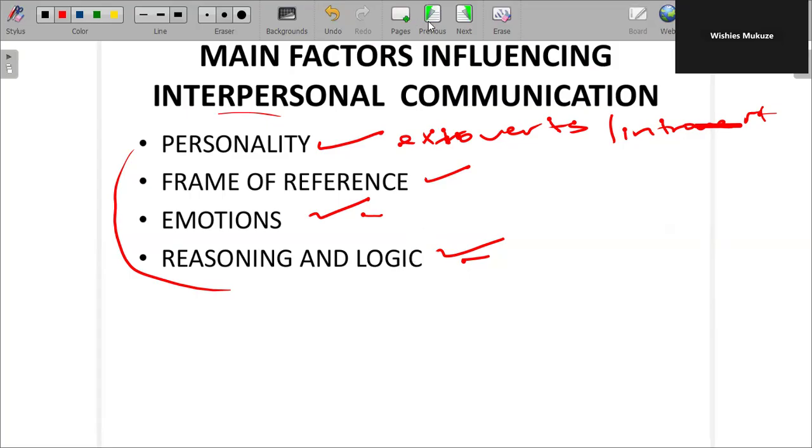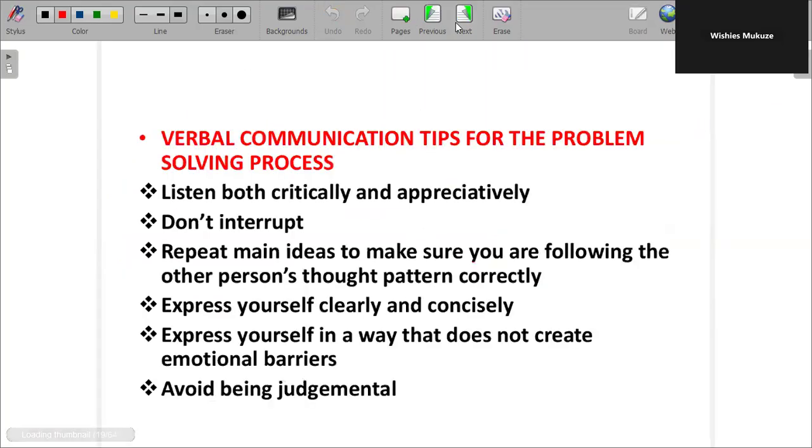So I'm going to move on to verbal communication tips for problem solving, right? Tips when individuals within an organization are solving a problem. There are tips when they're communicating. When employees within the organization are solving a conflict, there are tips, right?